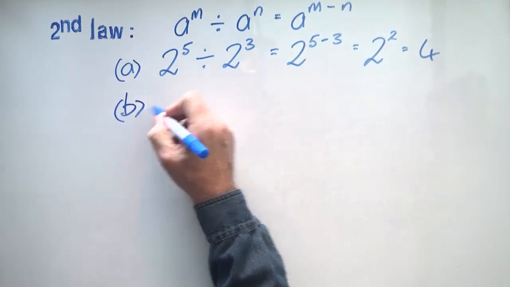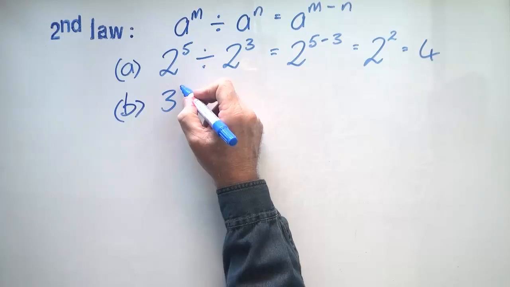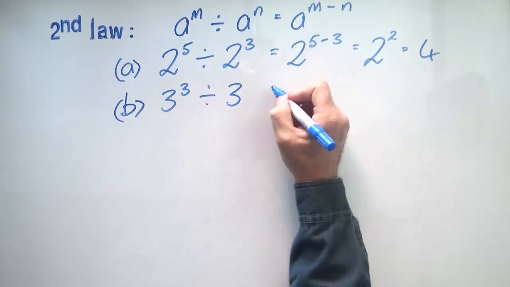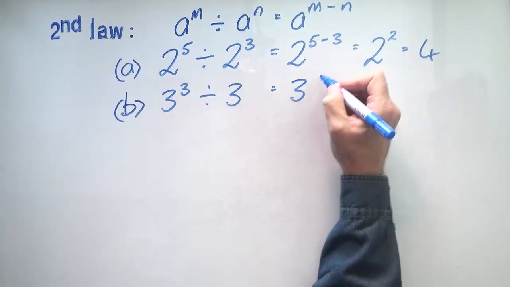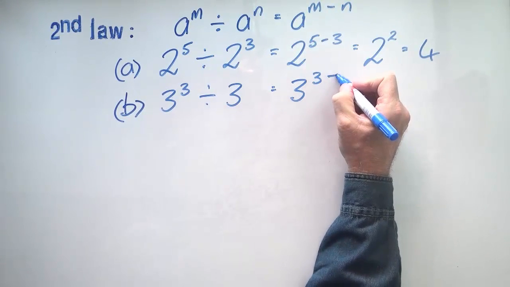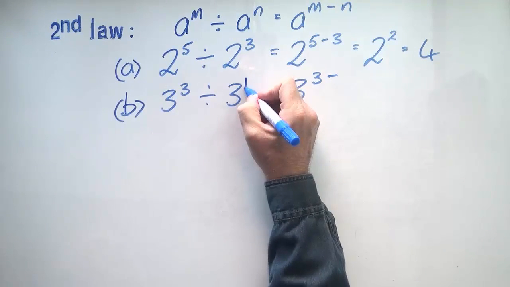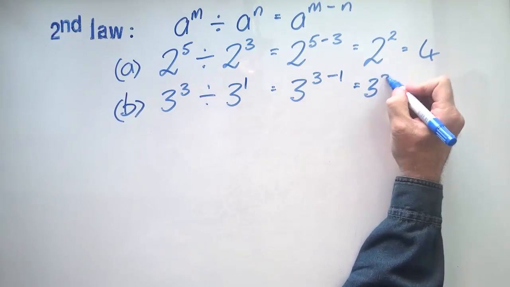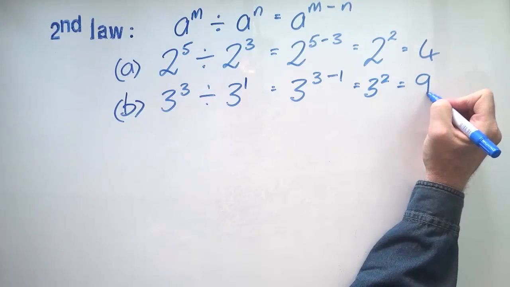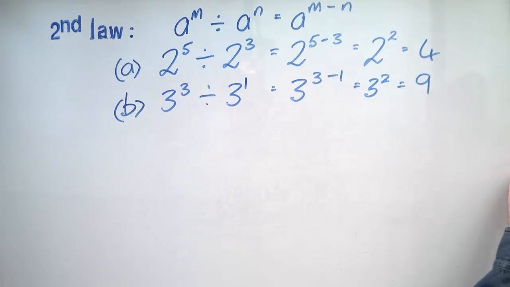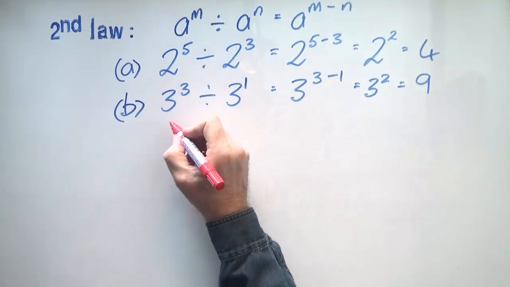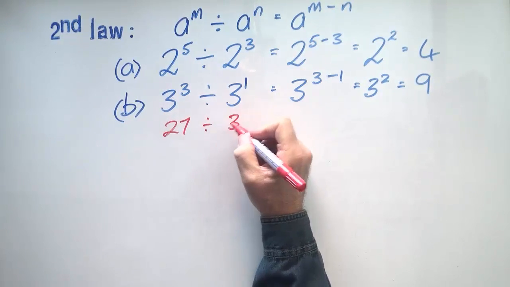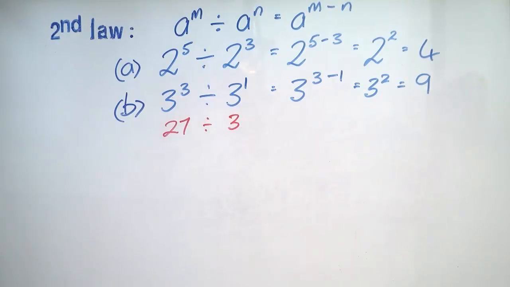Example B. 3 cubed divided by 3. Well, this will be 3 to the 3 minus, and there's a 1 here, so it's 3 minus 1 equals 3 squared equals 9. If I were to follow the order of operations, this would be 27 divided by 3, which of course is 9.